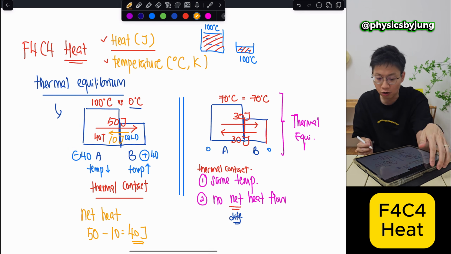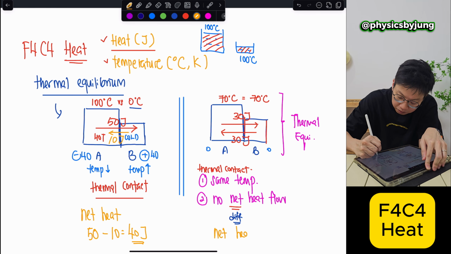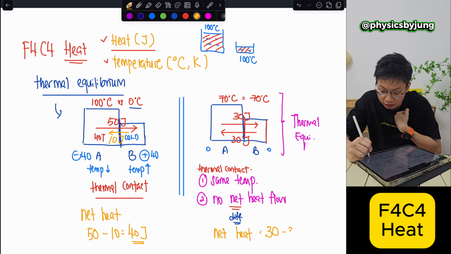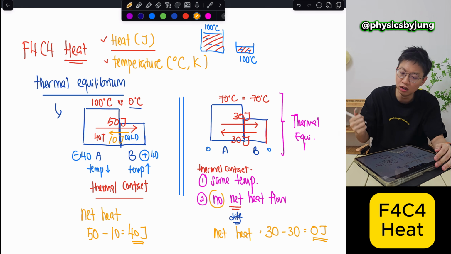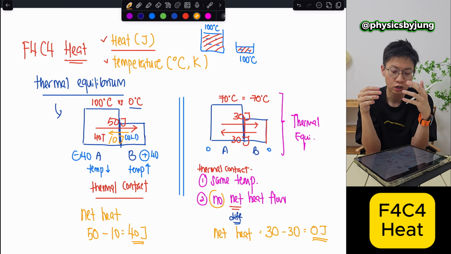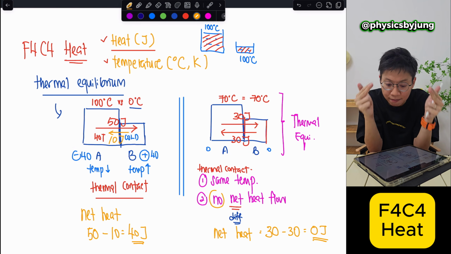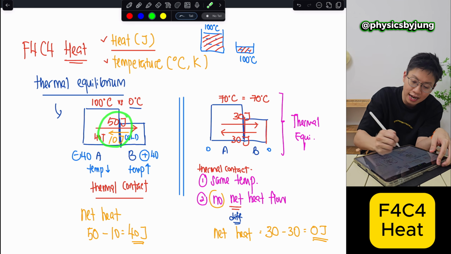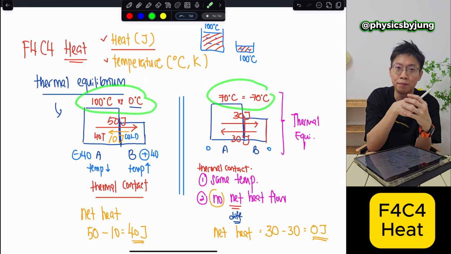But if you ask me on the right hand side now, what is the net heat? Give 30, take back 30, my obvious answer here is 0. So there will be no net heat flow, or you can say 0 heat flow. So you have to understand the thermal equilibrium concept first. Where do you need to focus? You have to focus at the heat exchange, or you can look at the temperature.